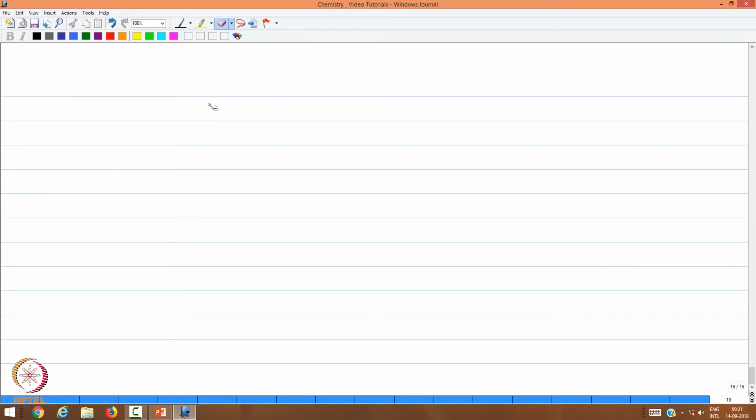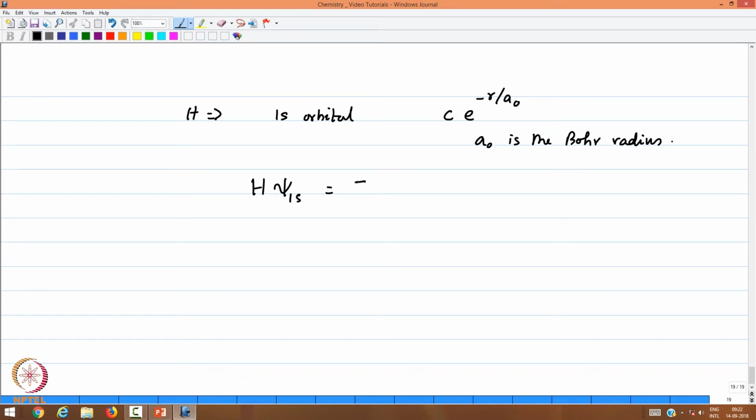The hydrogen atom Hamiltonian, the wave function for the 1s orbital is a normalization constant times exponential minus r by a naught. a naught is the Bohr radius. And the solution is H psi 1s is equal to E1 psi 1s, where E1 is the ground state energy.